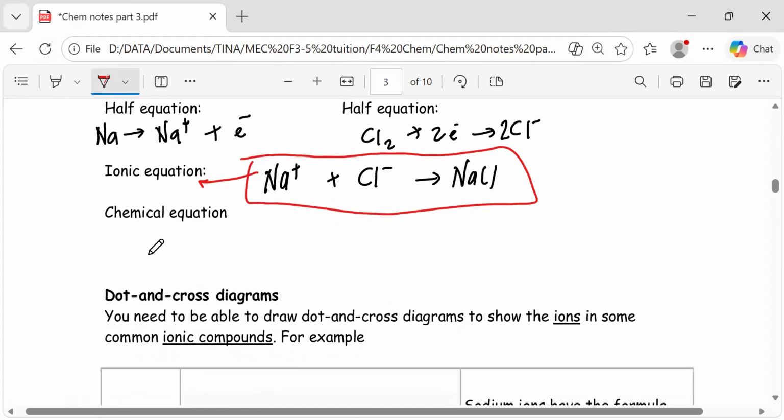Chemical equation is like this. You start out with sodium and you start out with chlorine. What is your end product? Start with sodium and start with chlorine. What's your end product? Sodium chloride. Can you please balance this equation?